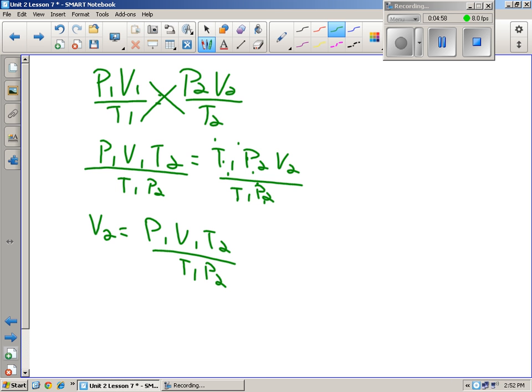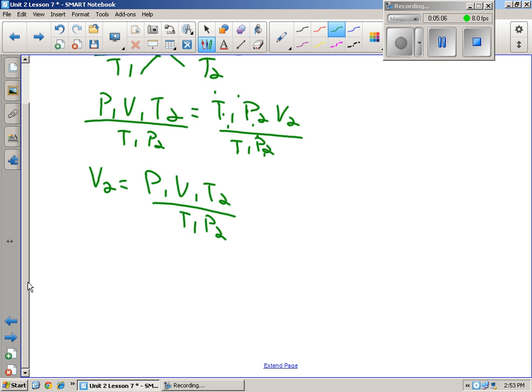If you had T2 out in front, that's fine. If you have P2 and T1 at the bottom here flipped around, I don't care. It doesn't matter. You just multiply them. But that's what you're looking at for the formula. That's what you need to be able to come up with.